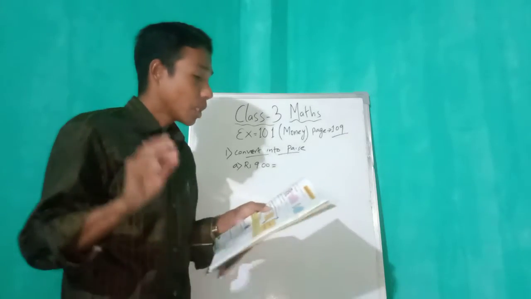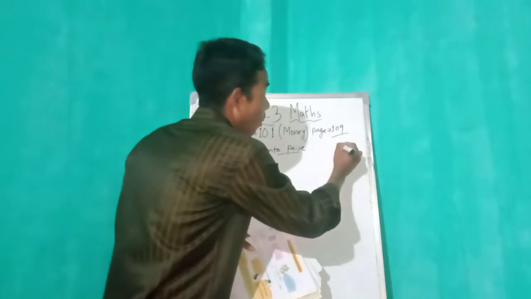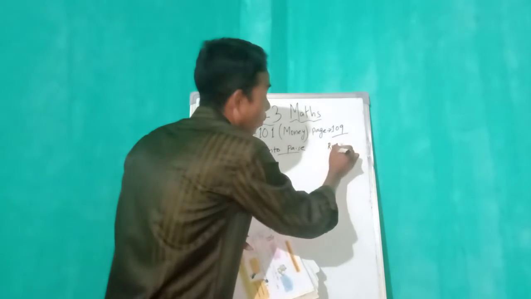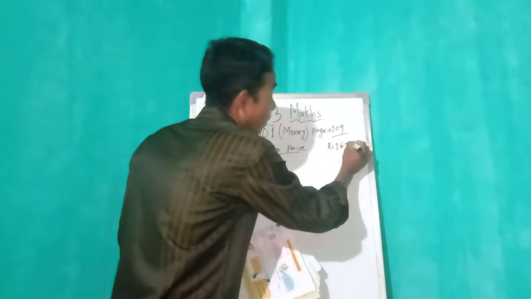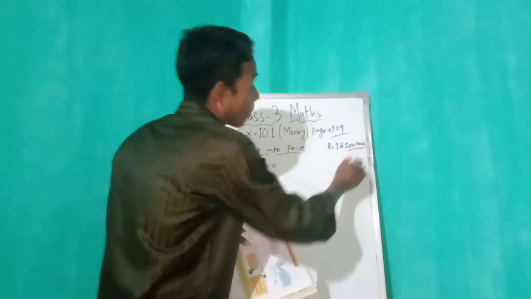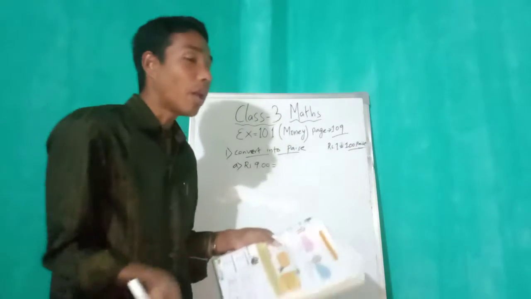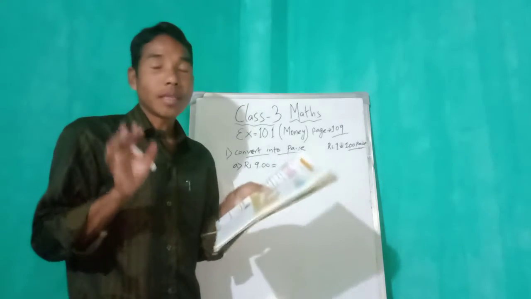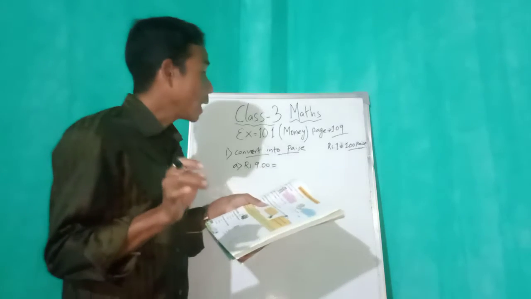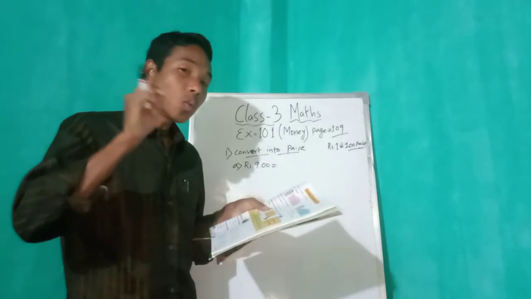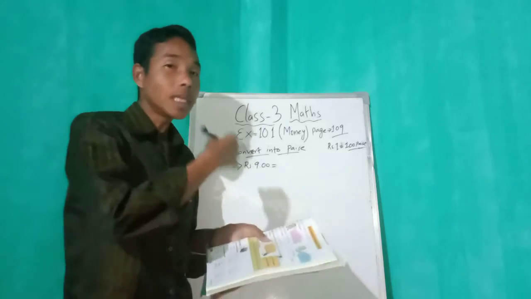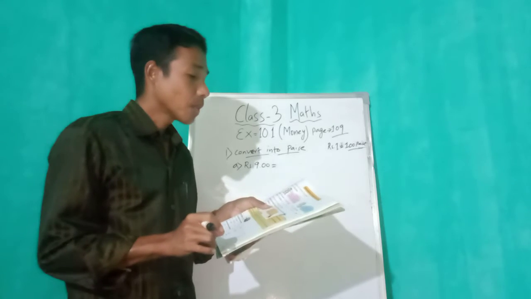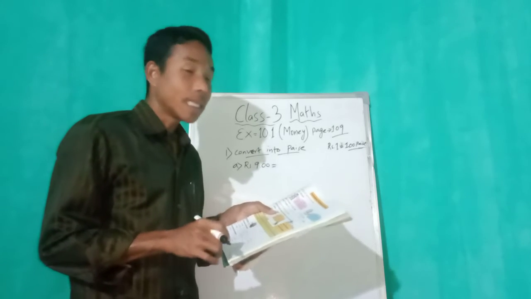Just keep in mind, 1 rupee equals how much? 100 paise. So 1 rupee is equal to 100 paise. To convert rupees into paise, what you have to do? Remove rupees and dot, and write P for paise at the end.